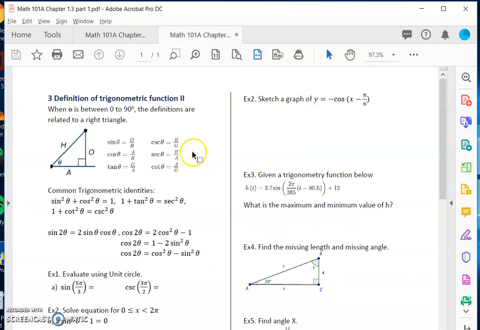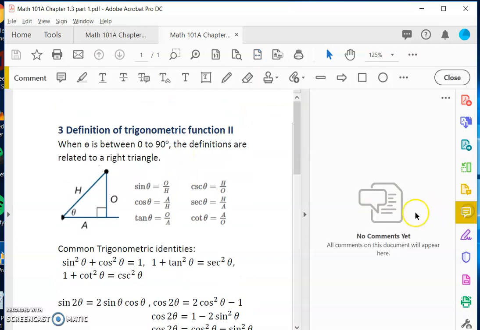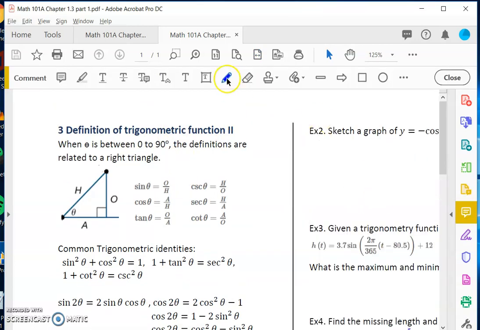So that's the first definition of how you would evaluate a trig function for radian of all real numbers. But when the angle is between 0 to 90 degrees, the definitions can be related to a ratio of a right triangle, SOHCAHTOA, right? So how do we do it? So we would say, let me select the pen.